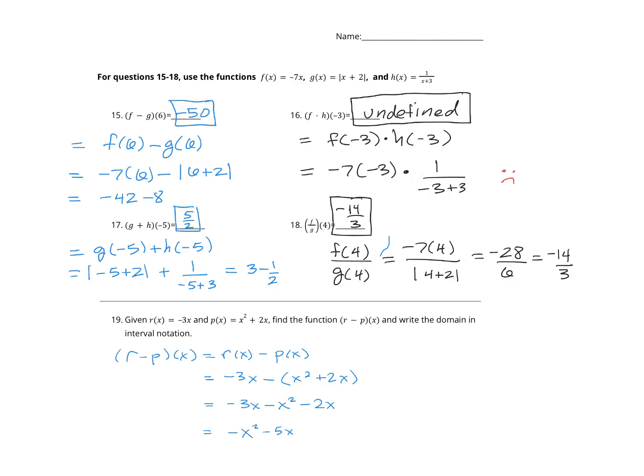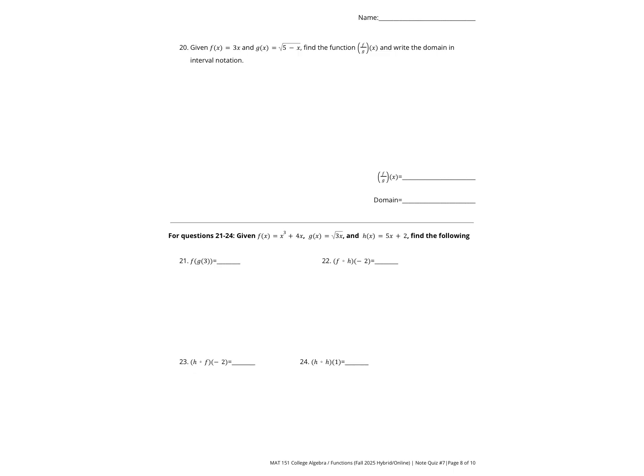No restrictions on what x's you can use. All right, let's move on to the next page. The next page is to build another function. This time we're going to build f of x divided by g of x. So f of x divided by g of x is literally f of x divided by g of x. If we put those two pieces together, we have 3 times x over the square root of 5 minus x. So that's the function that we get when we build.